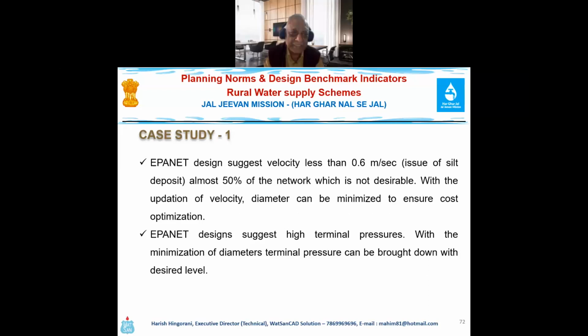The network design suggests velocity of less than 0.600, which may be an issue of silt and deposit, as we had discussed earlier. Almost 50% of the network is in this category. With the updation of velocity, the diameter can be minimized to ensure cost optimization. The network design also suggests higher terminal pressure. With the minimization of diameter, terminal pressure can be brought down within the desired level, and equitable pressure can be maintained.